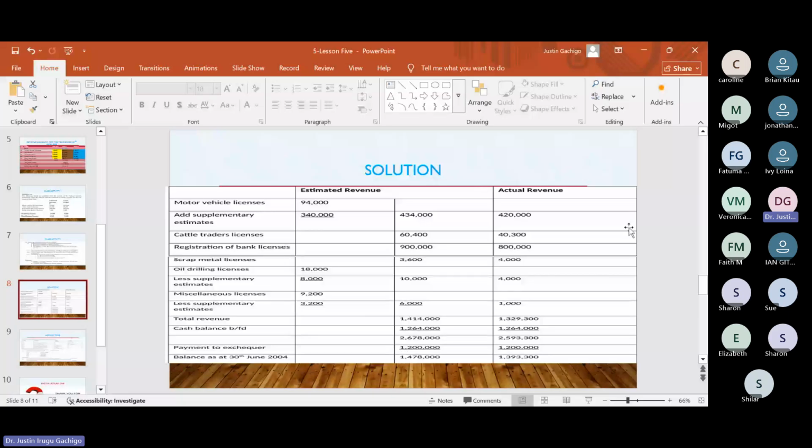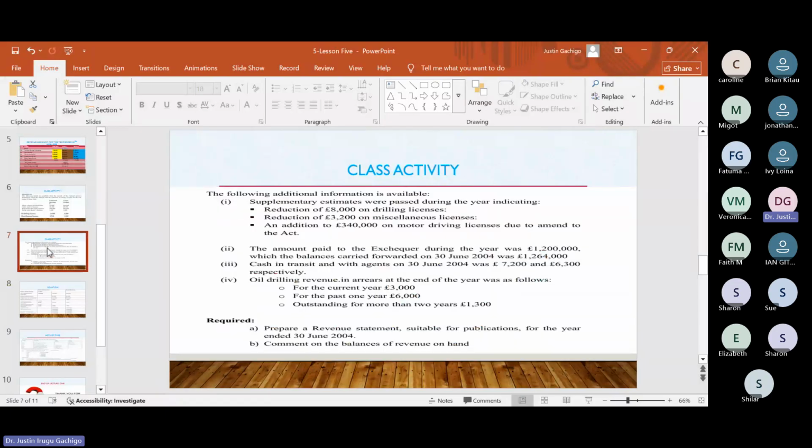If you are running the variance here, you'll appreciate that we are going to have an unfavorable variance because the estimate is more than the actual. So again, that is how we should work on that question. Remember, the difference between this question and the previous question is that here we have already been given the balance brought forward, the balance carried forward we have already been given.